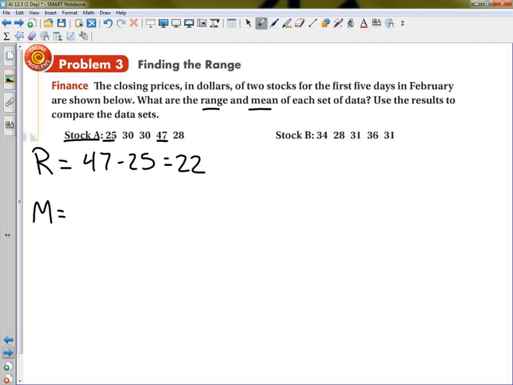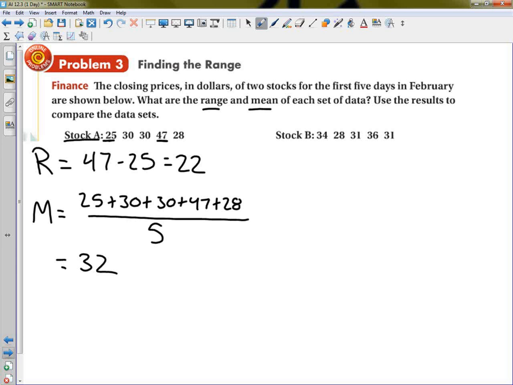The mean, again, is the sum divided by the total number of days. Let's see, did I write this down right? 1, 2, 3, 4. Yeah. Okay. When I find the mean, I need to add those all up and divide by 5. So let's do that real quick, and we get 32 for my mean.